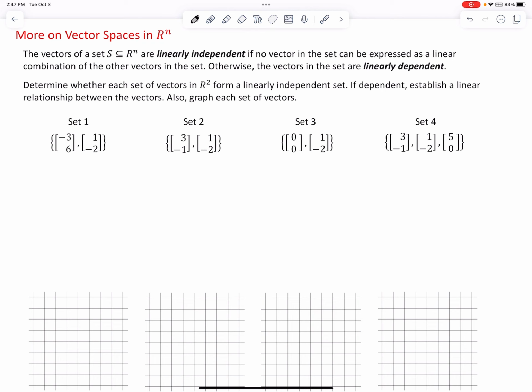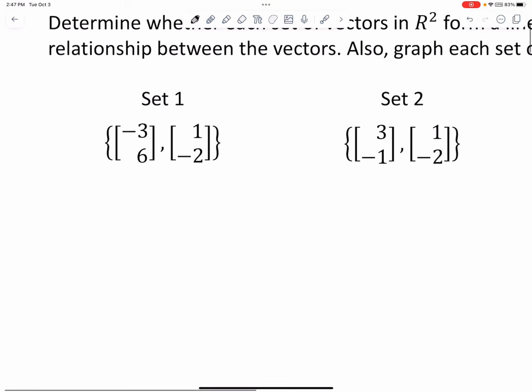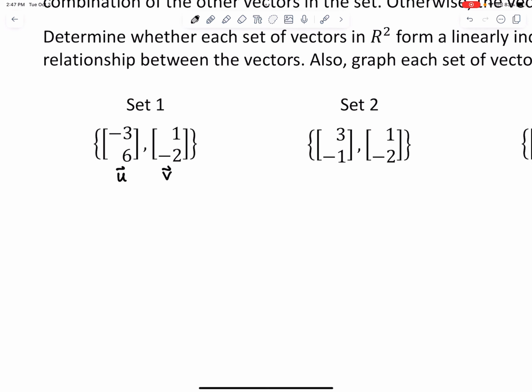Now determine whether each set of vectors in R2 form a linearly independent set. If dependent, establish a linear relationship between the vectors. Also graph each set of vectors. Let's focus on set 1. Let's label these vectors u and v. There are only two vectors in this set.